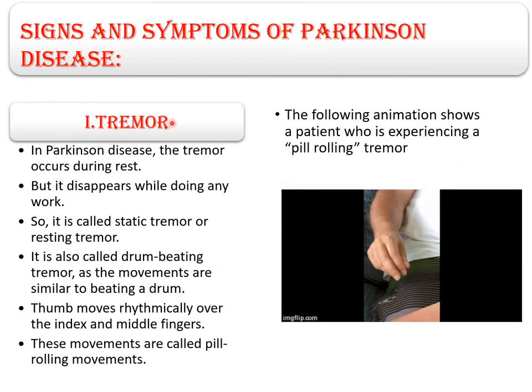First of all, the most noticeable symptom is tremor. In Parkinson's disease, the tremor occurs during rest, so it is known as resting tremor, but it disappears while doing any work. So it is called static tremor or resting tremor. It is also called drum beating tremor as the movements are similar to beating a drum. The thumb moves rhythmically over the index and middle fingers. These movements are also known as pill rolling movements. This animation shows a patient experiencing a pill rolling tremor.